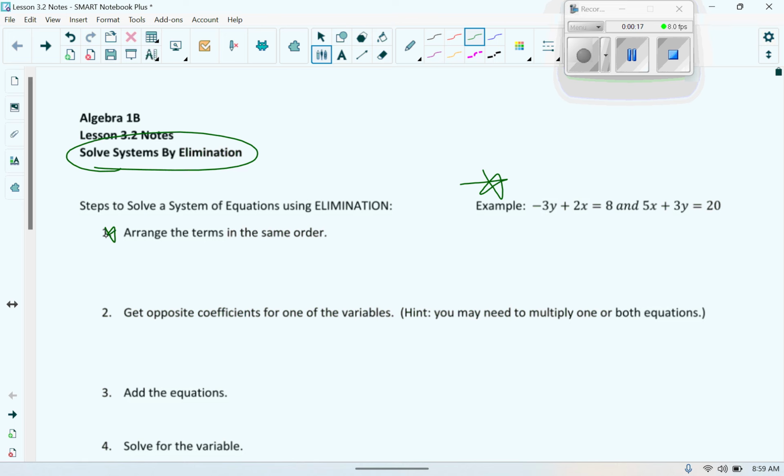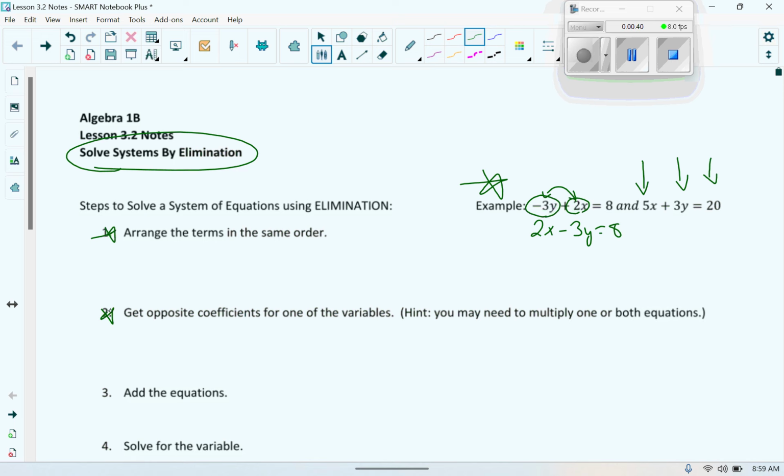So like step one, our first thing is we're just going to put everything in the same order. I like it in this order where you have X, Y, and then your number. So I'm going to switch these around and do the same thing. So I'm going to say 2x minus 3y. And do you see what I'm doing? I'm just switching those around, is equal to 8.